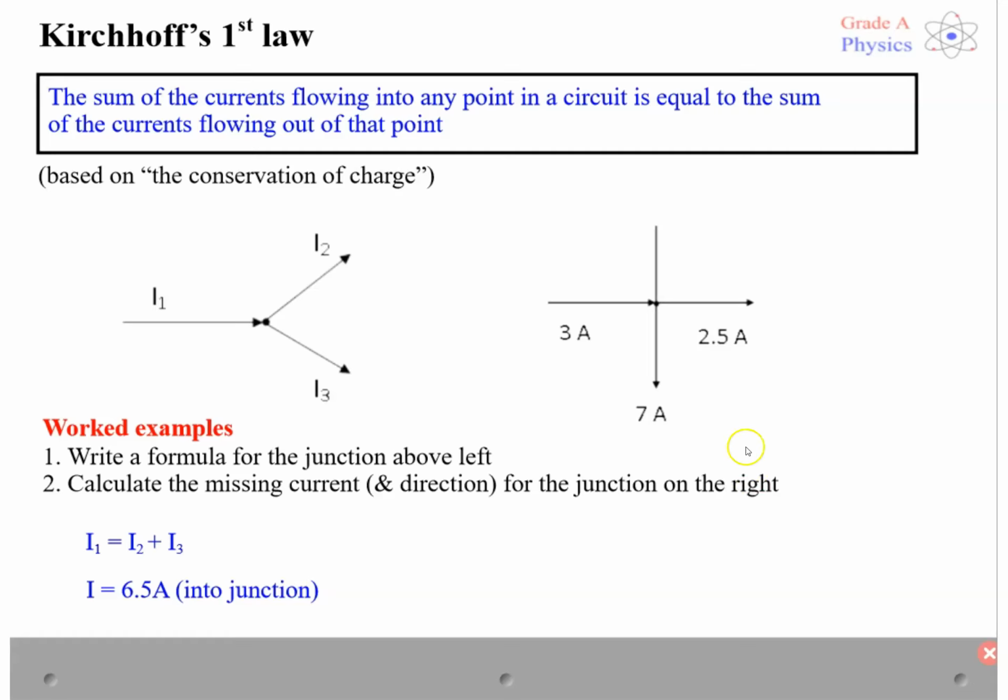If I look at a numerical example, I've got a more complicated junction here with 4 wires, and I can see that I've got 3 amps going in here, 7 amps coming out, and 2.5 amps coming out over here. So my total out of this junction is 9.5. So the total into the junction must be 9.5. So this unmarked one here must be 6.5 into the junction. Then we have a total of 9.5 in and 9.5 out, which is Kirchhoff's first law.